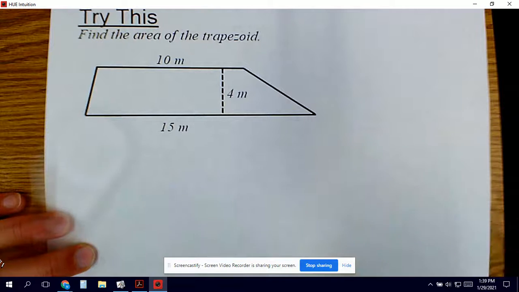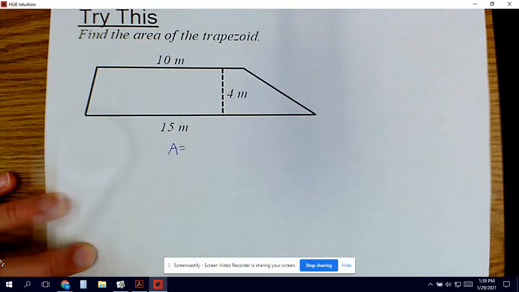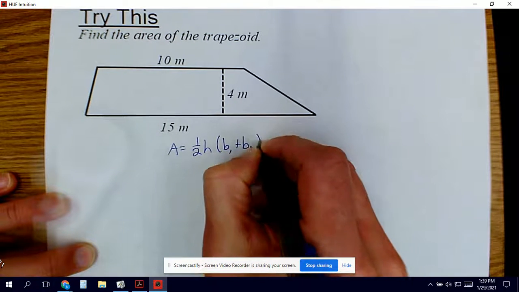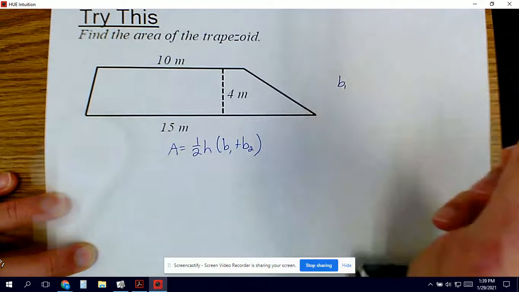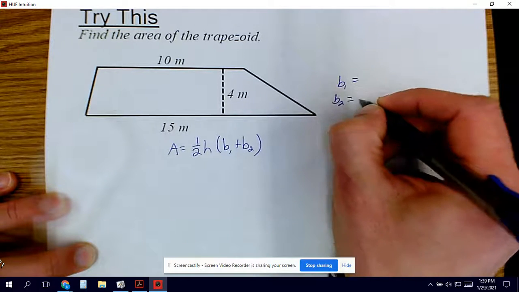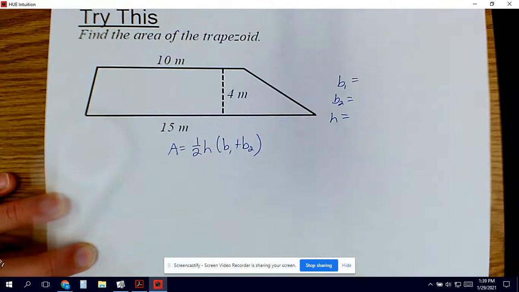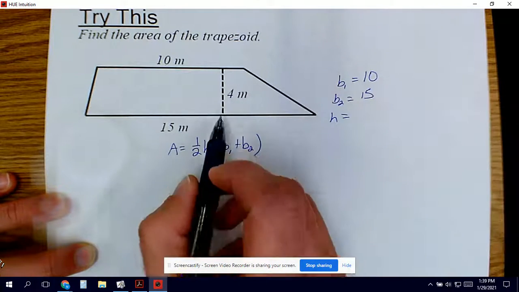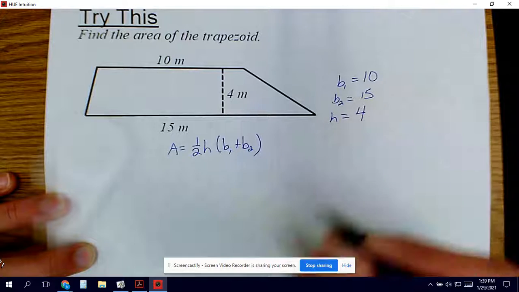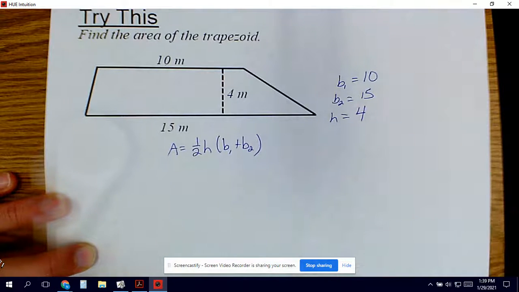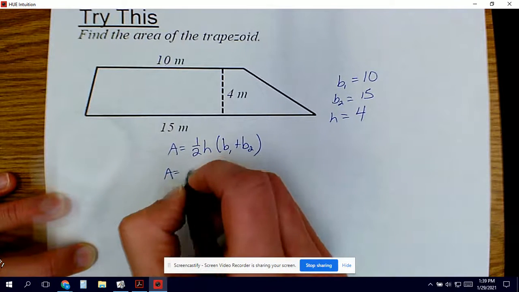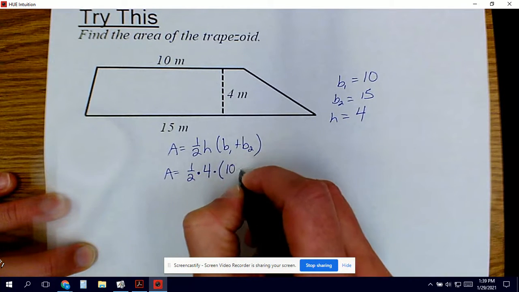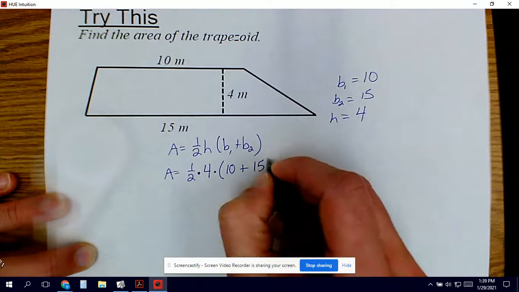Okay, let's go ahead and check your work. Starting with our formula, area of a trapezoid is 1/2 h times the quantity of b1 plus b2. Looking for b1, b2, and an h in this trapezoid. Base 1 has a measure of 10, base 2 a measure of 15, and the height, the distance between those bases, is 4 meters. Now let's substitute our values into our formula. We get area equals 1/2 times a height of 4 times the quantity base 1 we're replacing with 10 plus base 2 we're plugging in a 15.